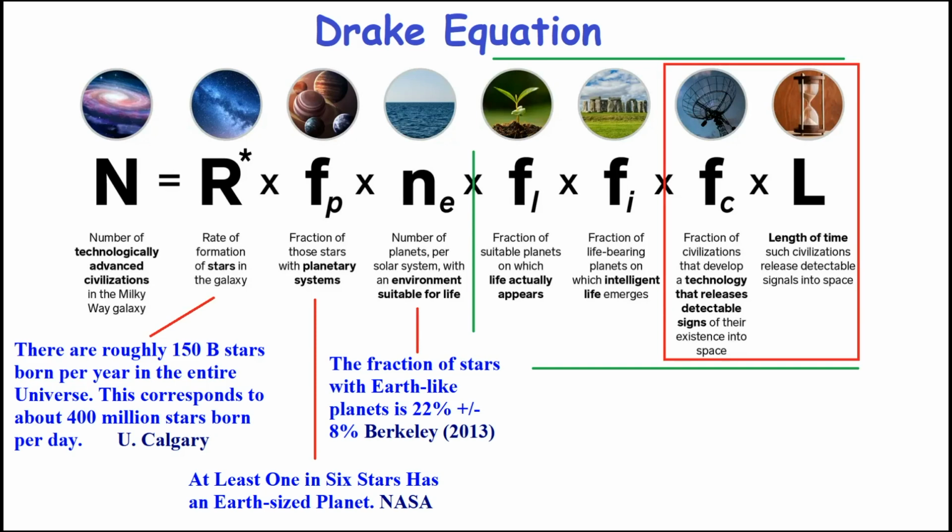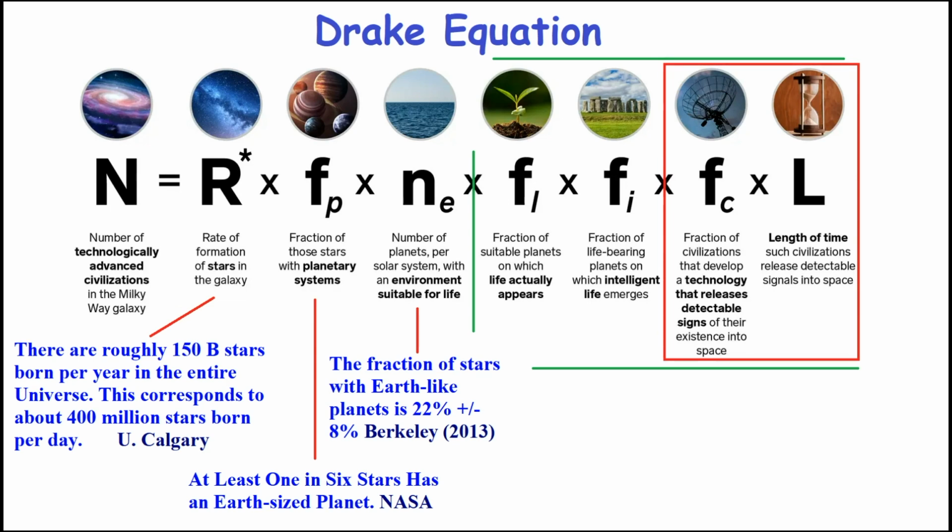Second point is fraction of those stars with planetary systems. How many of those have planets? And it says at least 1 in 6 stars has an Earth-sized planet according to NASA. Okay, so the NASA folks, they said there's at least 1 in 6 stars. About 16% of them that they've seen out there, they say has at least one Earth-sized planet. Okay, we have a second number.